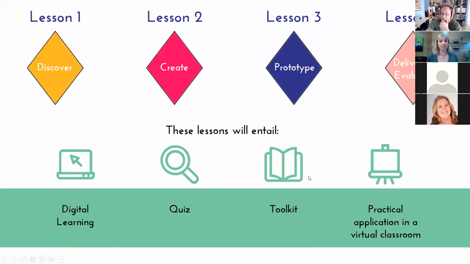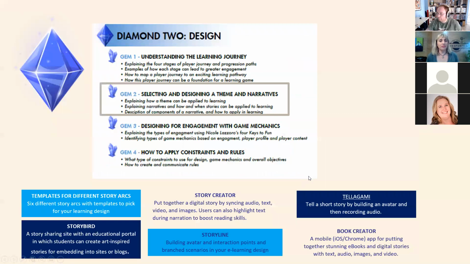As an example, I wanted to share the storytelling section, which is part of Diamond 2, our design section. Our second gem is selecting a theme and a narrative, and we dive into all the different types of templates and story arcs that can be used. We also look at some of the tools in which you can create visuals, graphics and audio, so you don't need to outsource it to a full multimedia company. There are some great tools readily available that already have the graphics and animations, and we show you how to use those.